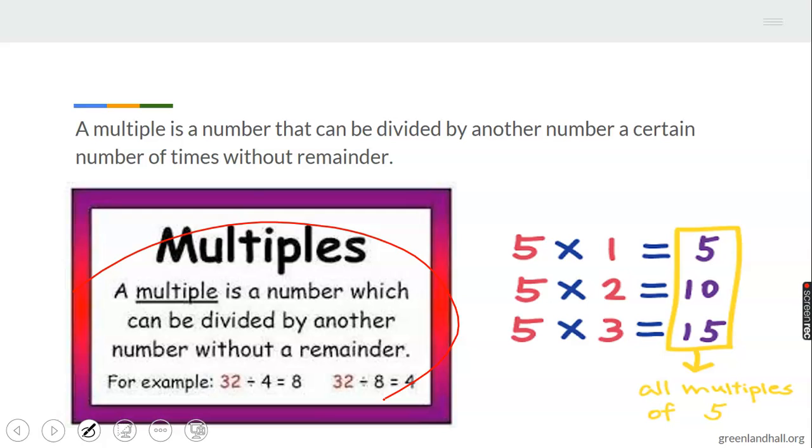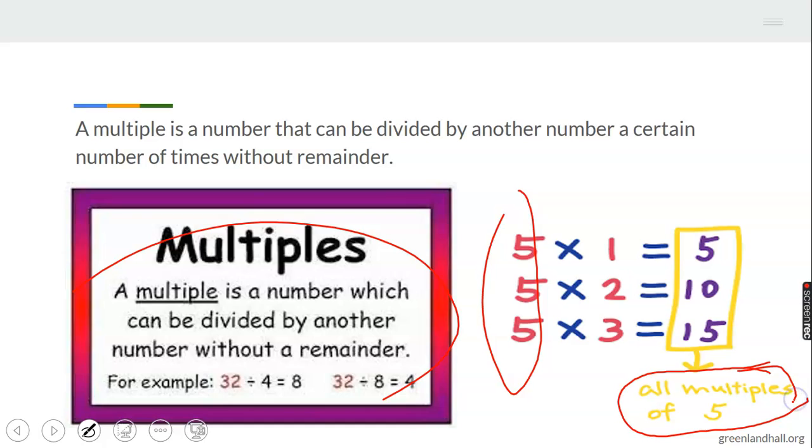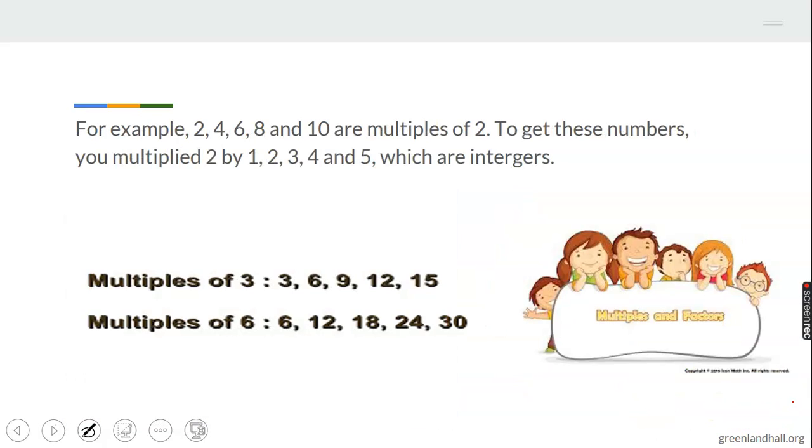Another example. Look here, we have 5. All of these are multiples of 5. 1 times 5, 5 times 2, 3 times 5, all are multiples of 5. For example, we say 2, 4, 6, 8, and 10 are multiples of 2. How do you mean, Mr. Omar? To get these numbers, you multiply by 2. Because we say they are multiples of 2. 2 times 1 will give you 2.